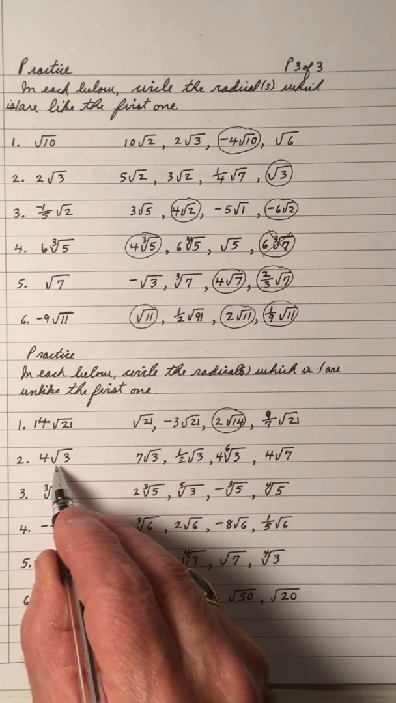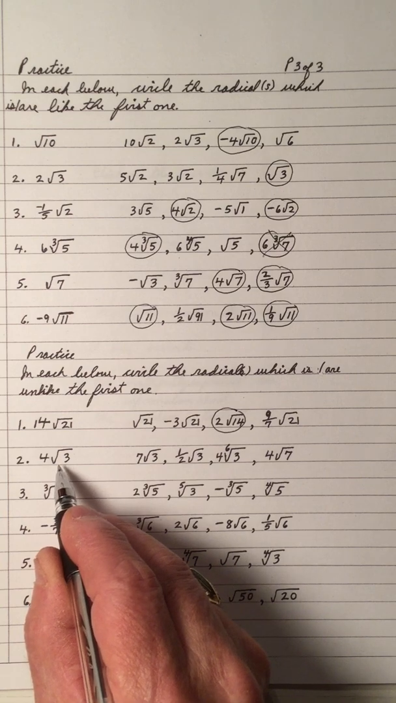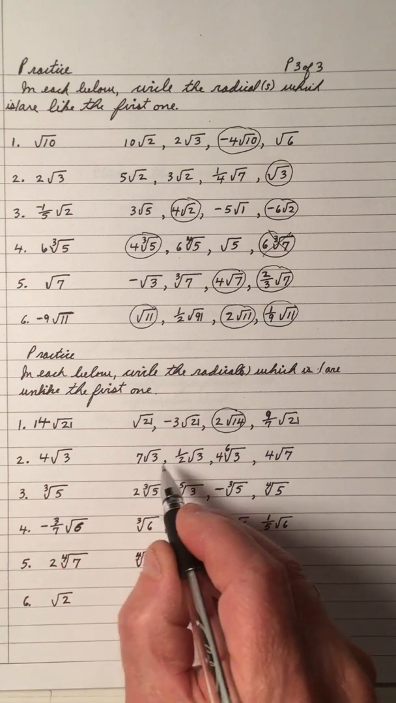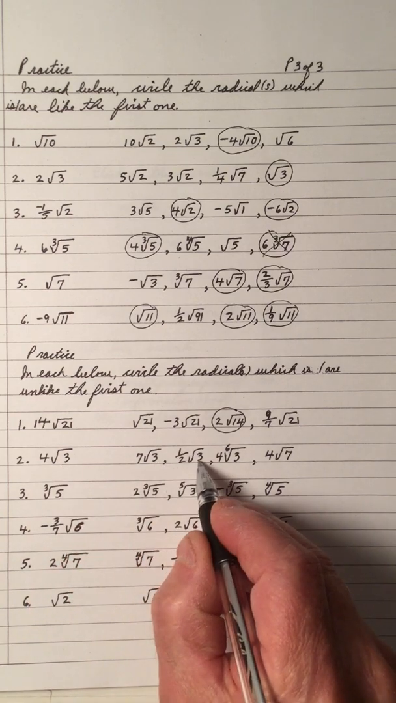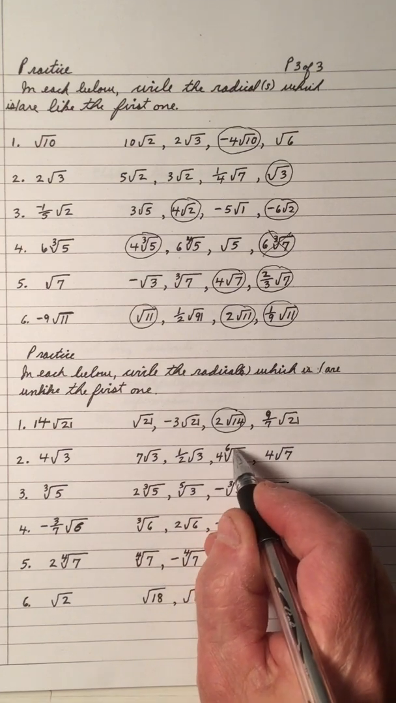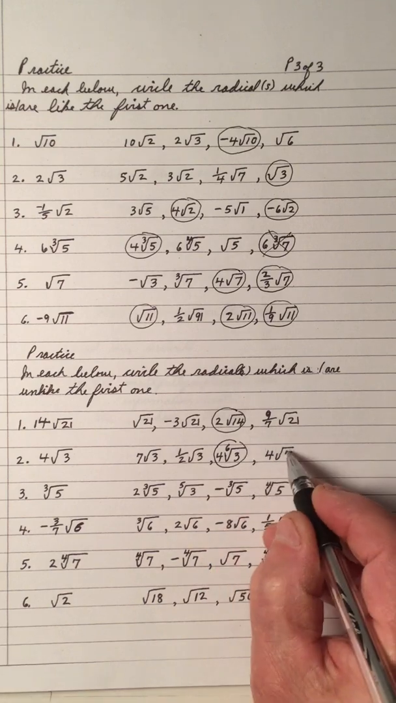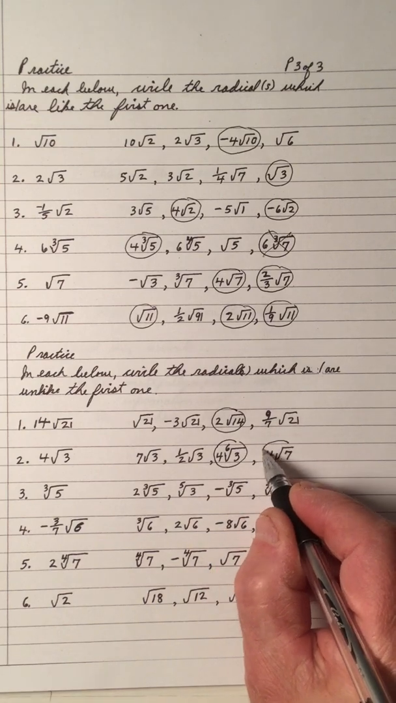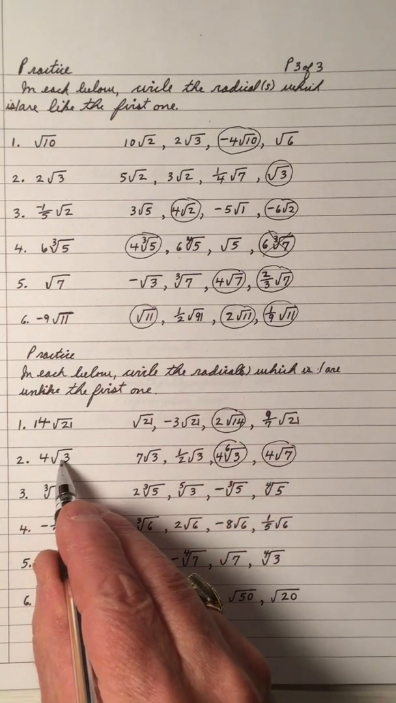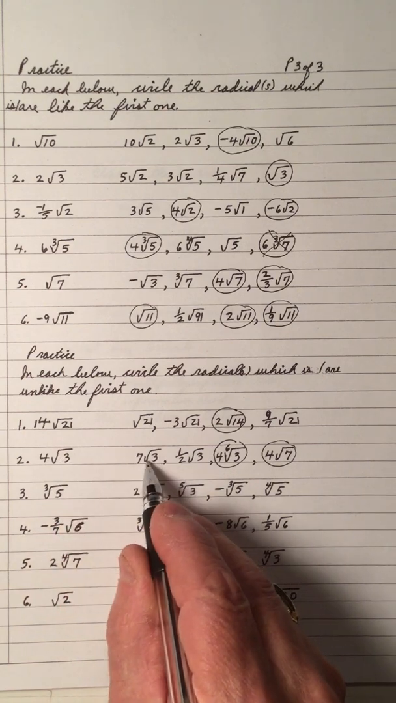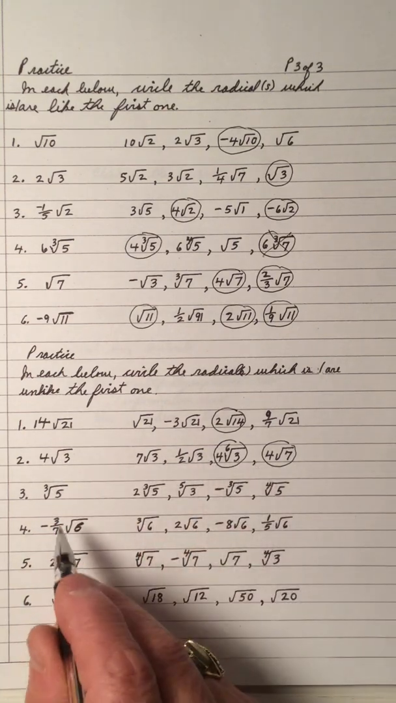Number 2, I'm looking for unlike. Like it is root 3. Root 3 is right there. Root 3 is there. And so the 6th root of 3 is not like it. This is the square root of 7. That's not like it. It has to be the square root of 3, like there and there.